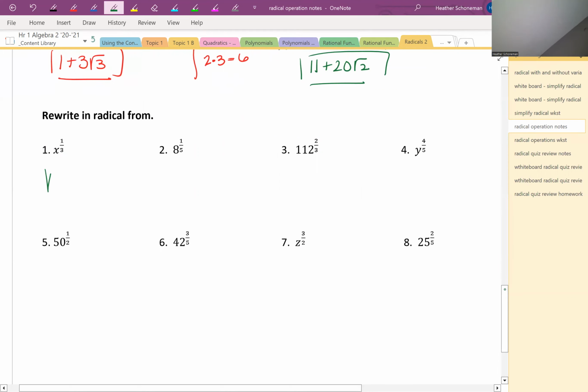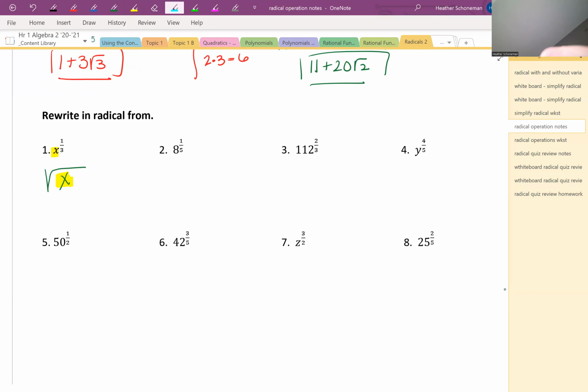Well, we are going to start with a radical. Whatever the base is, that's still going to be our base over here. Whatever the denominator is, that is going to go on the shelf. And then whatever the numerator is, that is going to be my exponent, which is 1. Now, anything to the first power, we do not need to write that. So this is really just the cube root of x.